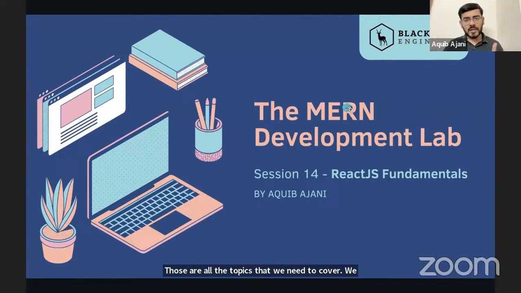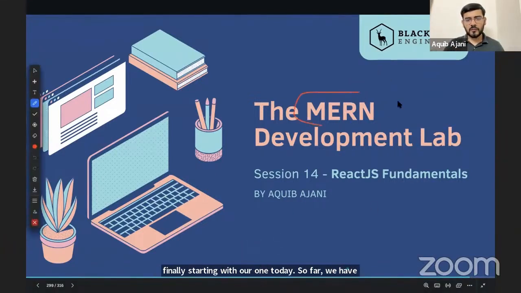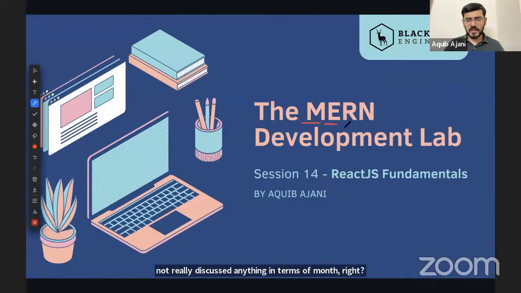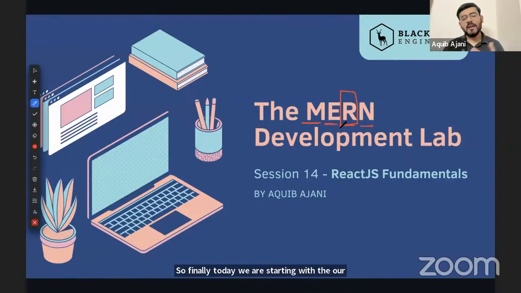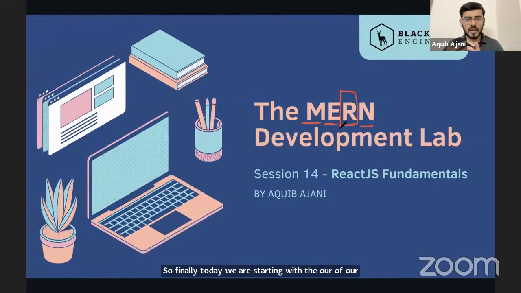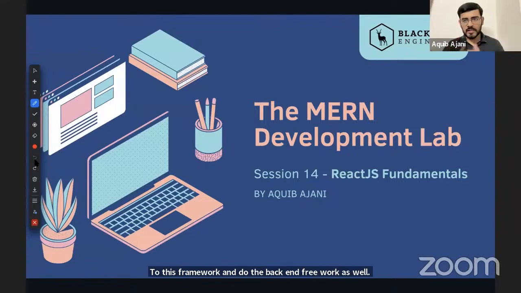We are finally starting with our MERN today. So far, we have not really discussed anything in terms of MERN, right? If you remember, MERN is MongoDB, Express.js, React.js, and Node.js. So finally, today we are starting with the R of our MERN training, that is React.js. Obviously, all of this will be done in JavaScript. We will also be using HTML and CSS. So everything that we have seen so far is still applicable to this framework and to the backend framework as well. Yes, let's jump in and get started.